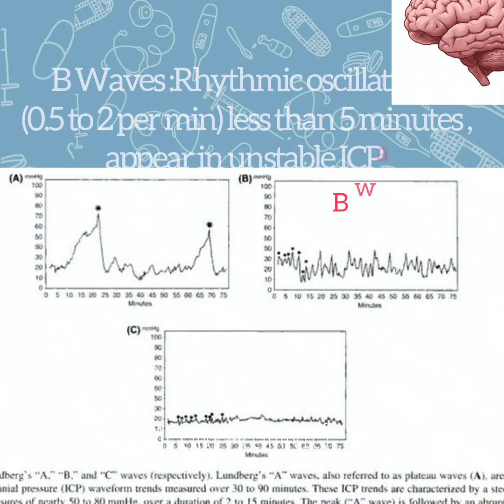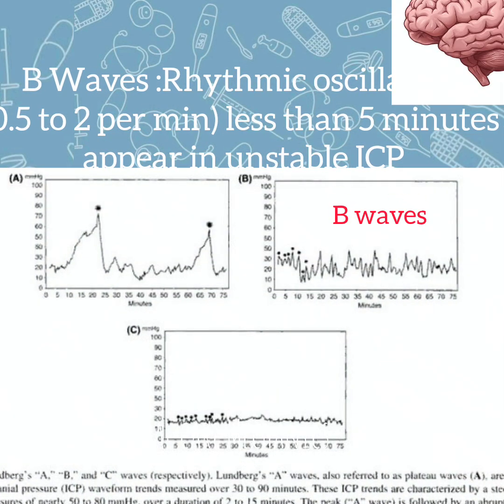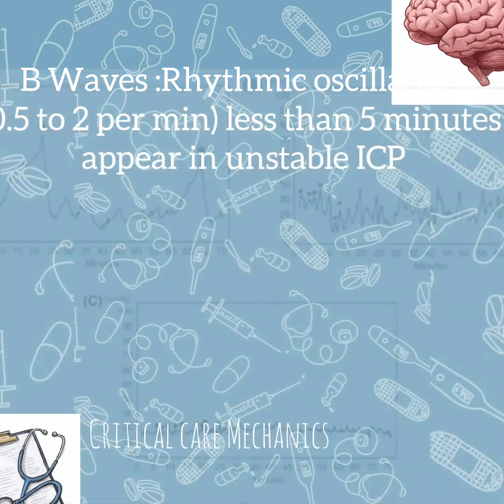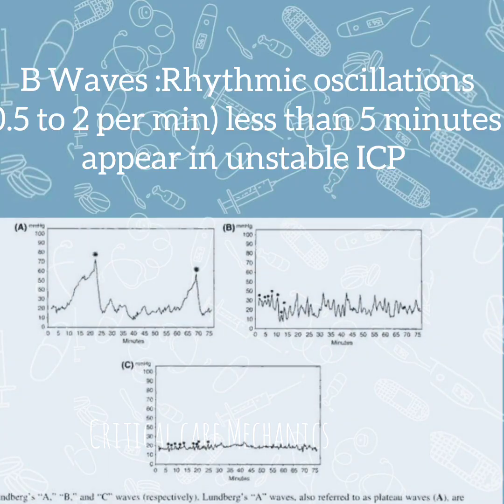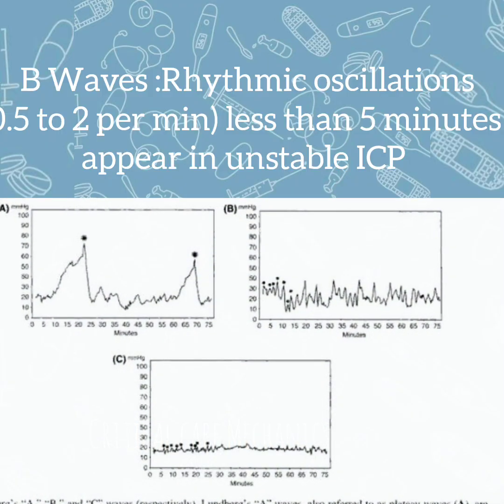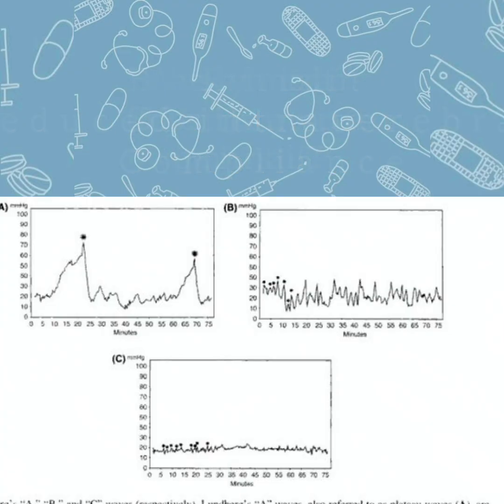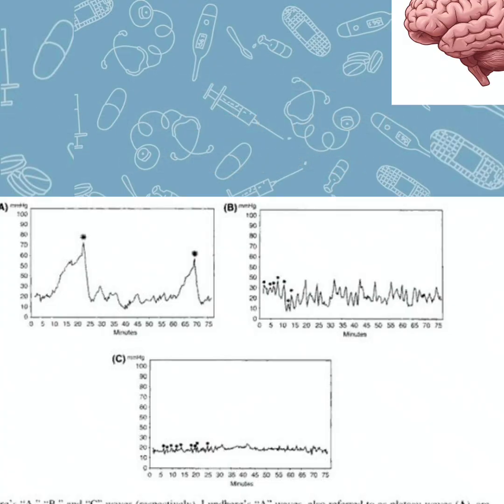B waves: rhythmic oscillations, 0.5 to 2 per minute, lasting less than 5 minutes, appearing in unstable ICP. Seen in decreased compliance. Mechanism: changes in cerebral blood volume, linked to respiratory patterns and vasomotor instability. Clinical significance: suggest reduced intracranial compliance. Often precede A waves. Seen in moderate ICP elevation. In sleep they can be physiological in mild form.